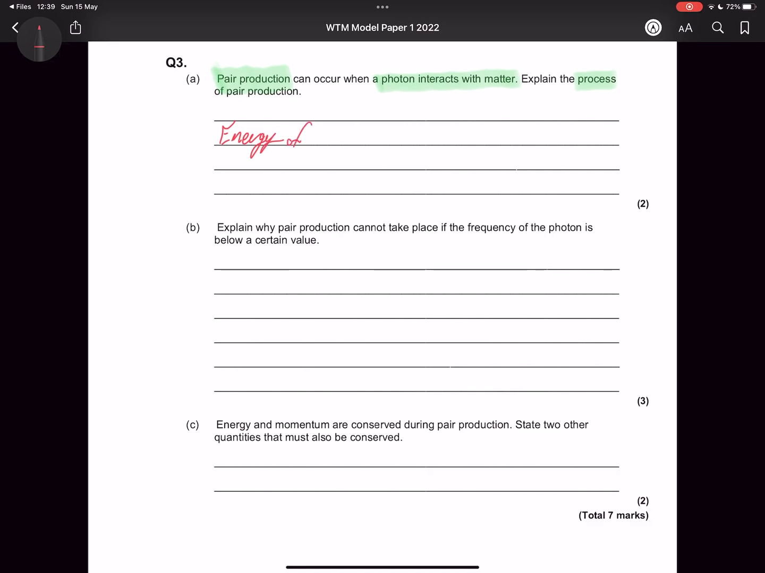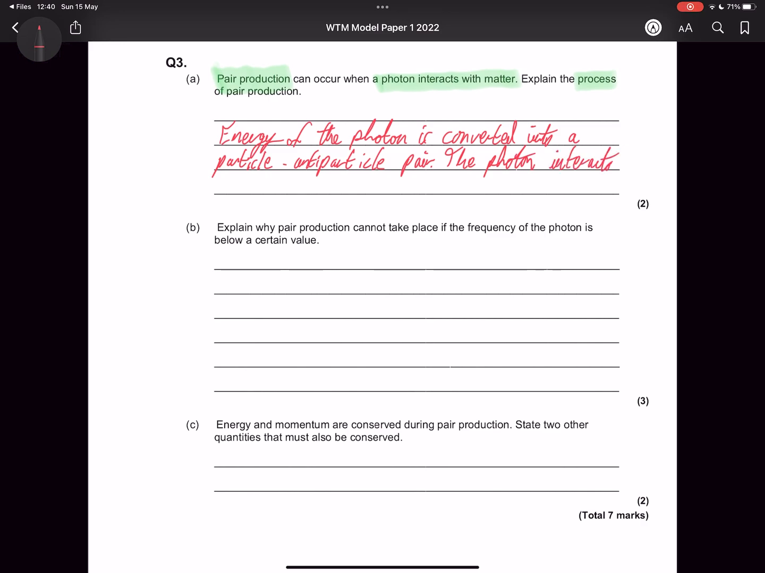Now, we can easily define the idea that the photon is converted into a particle-antiparticle pair. That is the definition of pair production, and it is worth explaining that as part of the process. But because they've asked about this interaction with matter, the second mark is clearly locked behind that information. Now, what they're looking for is the conservation of a property as the reason for that interaction, and the property is momentum. So we can say that the photon interacts with a nucleus to conserve momentum.